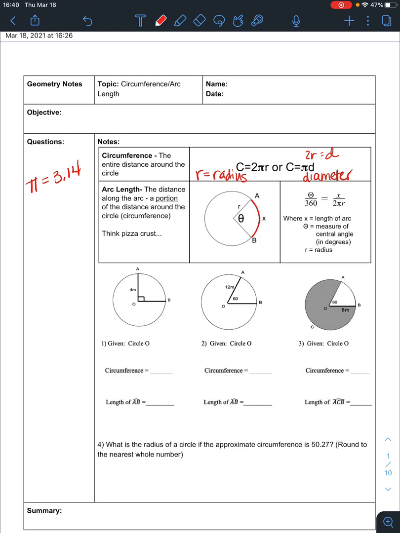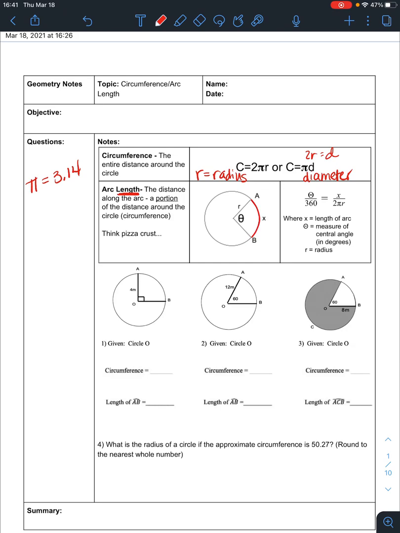Then in the last unit, we talked about arc measure. Well, the arc measure was how many degrees of the circle it is. Well, this time I want the length. I actually want to know, if I walk on that circle, how long am I going to walk? How far am I going to walk? So you use this formula.